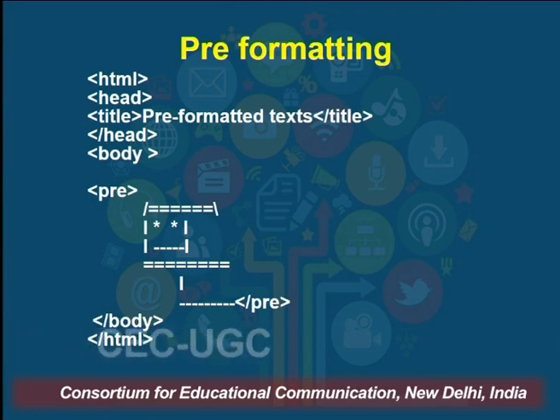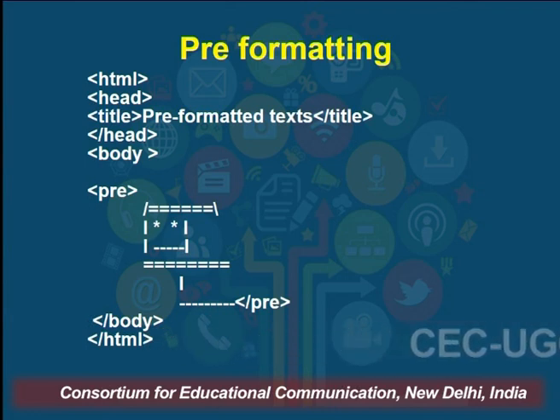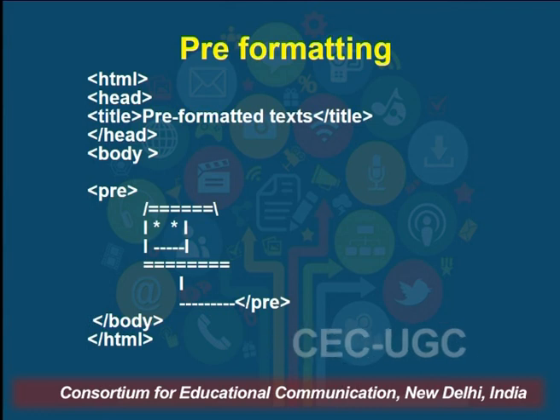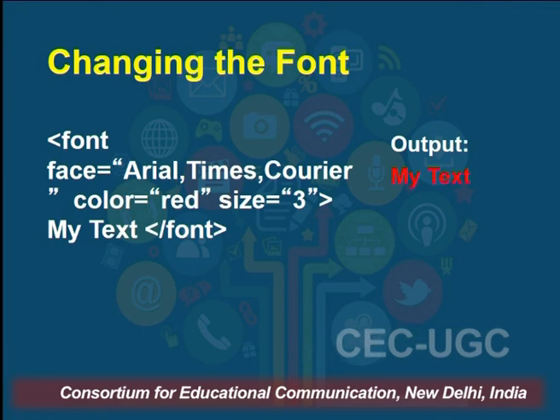So in between the pre and the closing pre, whatever you put will be shown on the browser screen as it is. The formatting of this will not be changed by the browser. So this is known as the pre-formatted or the pre tag. The output of this will look as it is on the browser screen.